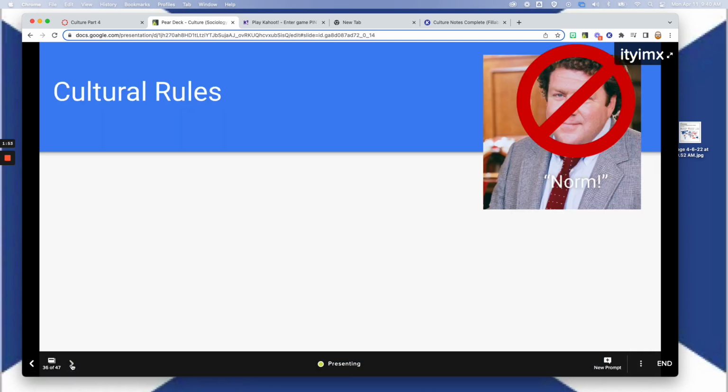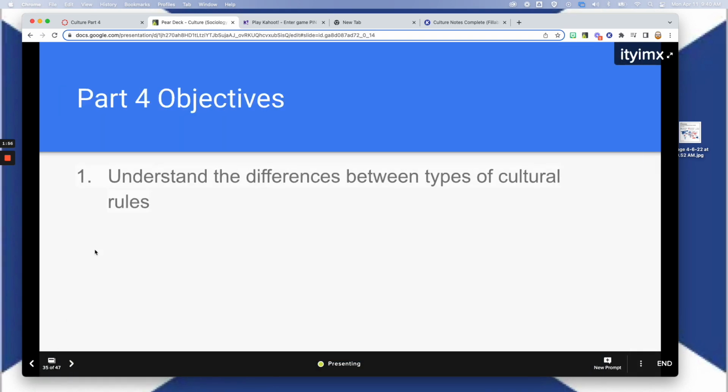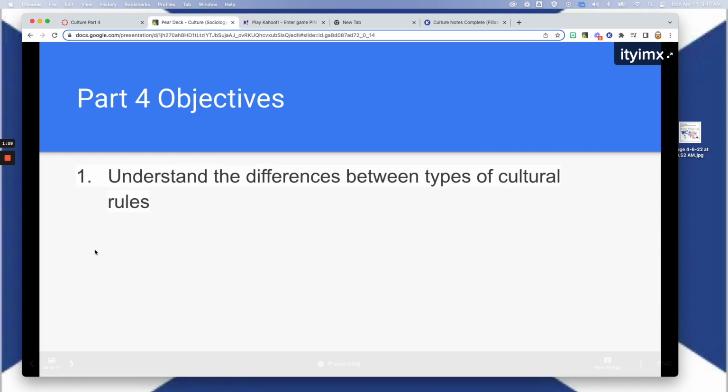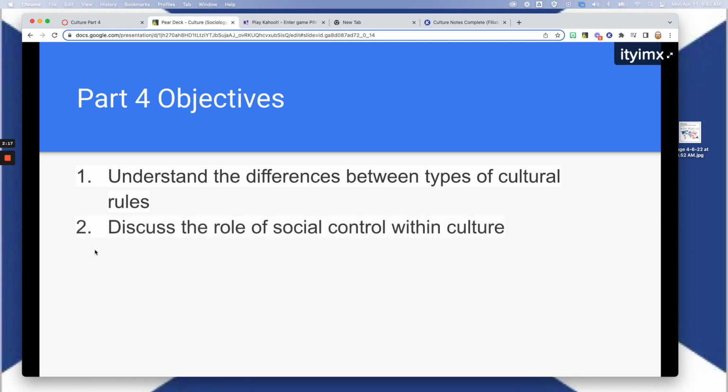Okay, our objectives today are to learn about different types of cultural rules. We're going to be thinking primarily in terms of categories and rules from less serious to more serious. And we're also going to talk about culture as a form of social control. So you should be able to discuss that and understand the ways in which culture can be thought of as social control and whether maybe that's a good or a bad thing.